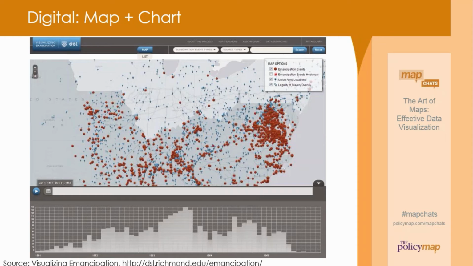In this particular case, what they called emancipation events, with Union Army troop movements and the locations of those events over time. Pretty interesting combination of geography and time for research purposes.